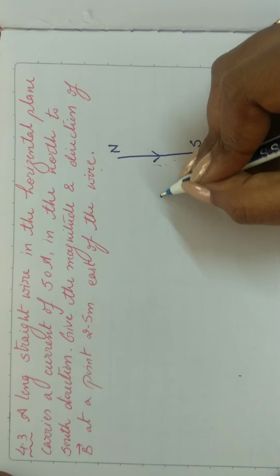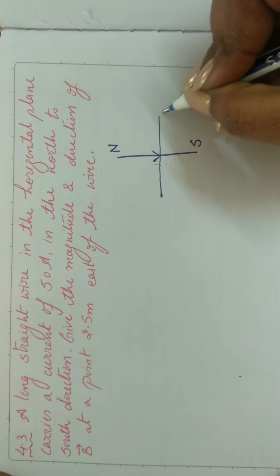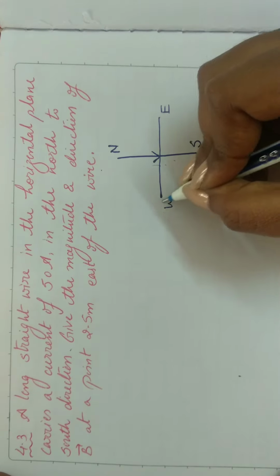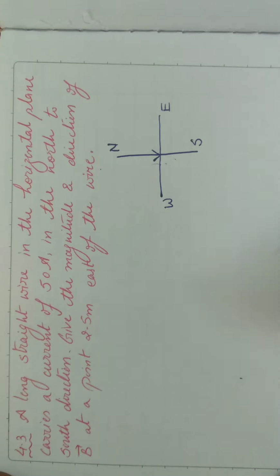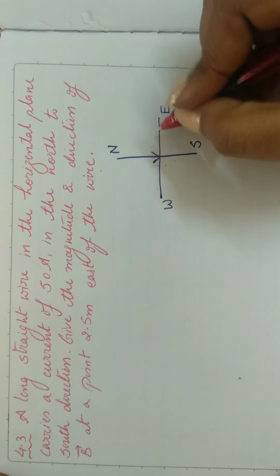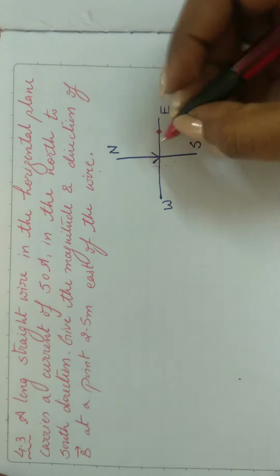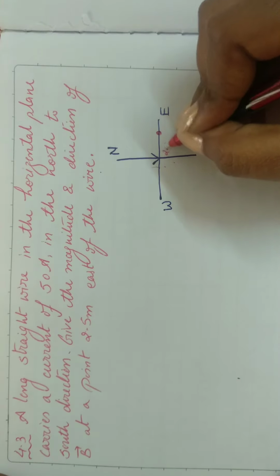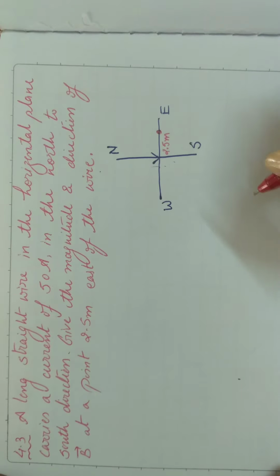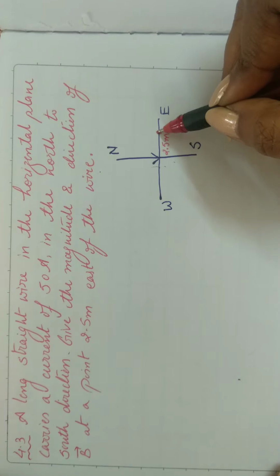Now I'll draw the east-west direction. So this is east and this is west. The point is lying at 2.5 meter to the eastern side of this wire. So suppose this point, and this distance will be 2.5 meter. I need to calculate the magnitude of the magnetic field at this point.